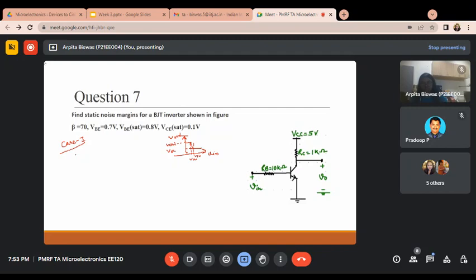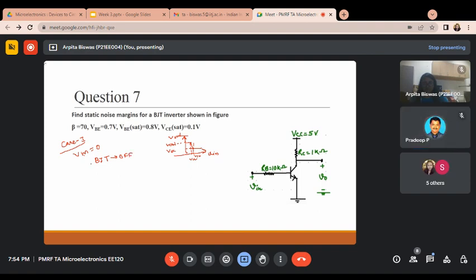Just first, this is an inverter. So first take V input 0. Then tell me what is the value of V output. VCC, that is 5 volts, ma'am. Okay. So in that case, the BJT is off. It is in the cutoff region.